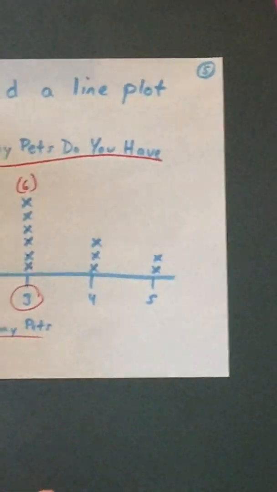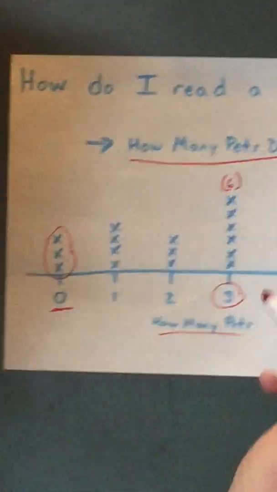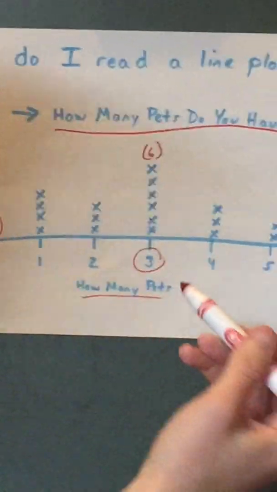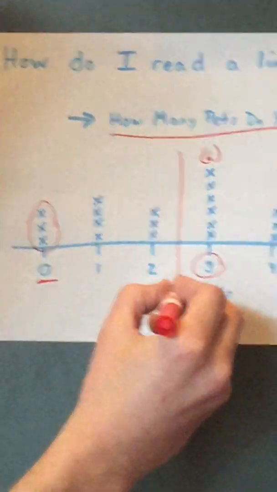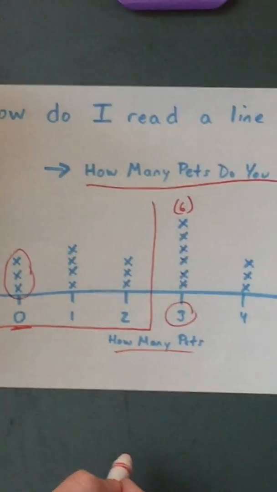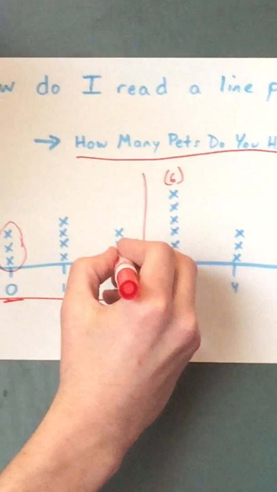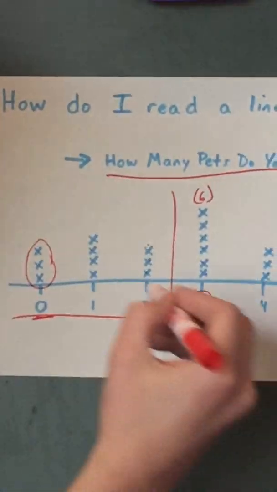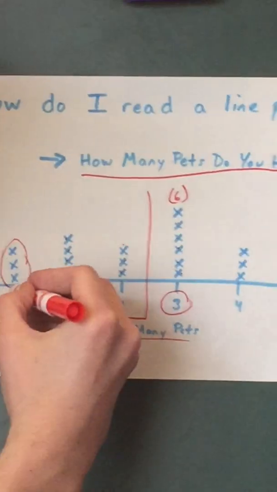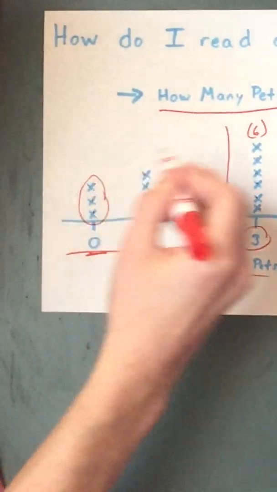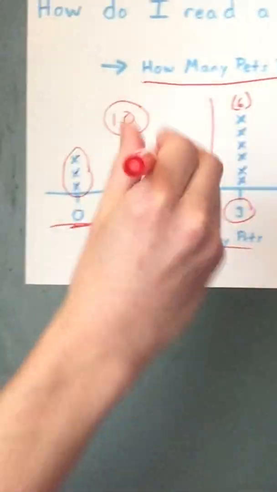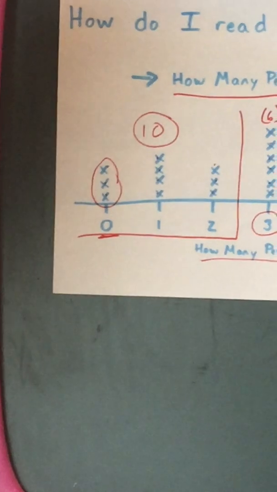Now, one other question you might come across today is how many people had 2 or fewer. So here's what I like to do. Draw almost like a line. If it's 2 or fewer, that means 2, 1, and 0 all count. So I would count the 2s, 1, 2, 3, the 1s, 4, 5, 6, 7, and the 0s, 8, 9, 10. And I would say 10 people had 2 or fewer pets.